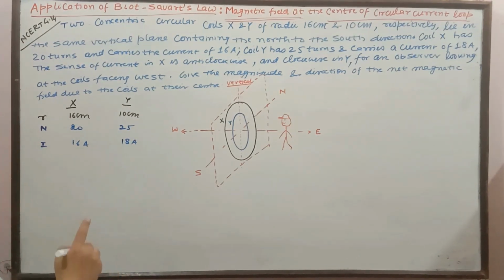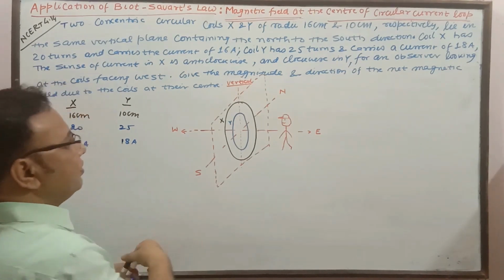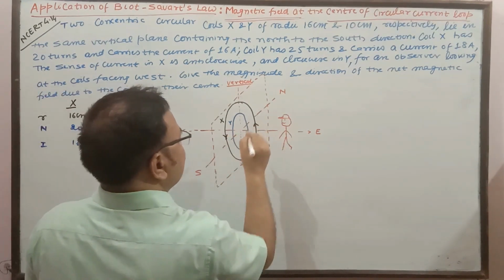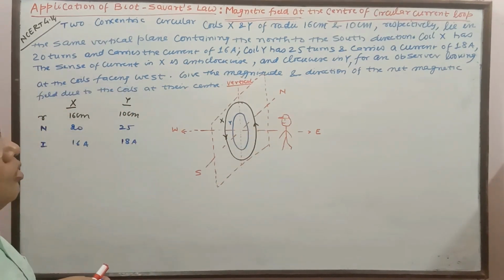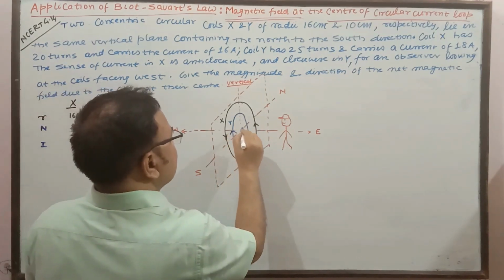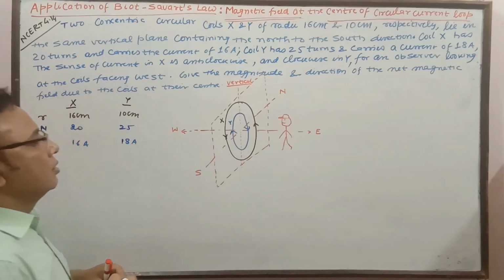Next part, the sense of current in X is anti-clockwise. This is X, you can see in the figure that is drawn. In this it is anti-clockwise, and in Y it is clockwise. So this is what we have.